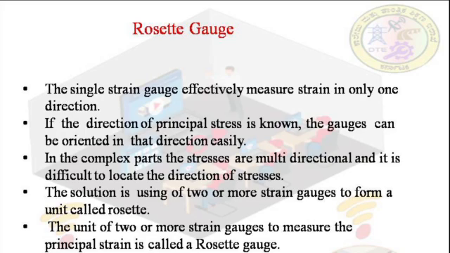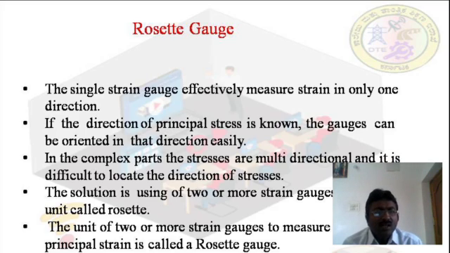The solution for this is using two or more strain gauges to form a unit called rosette. The common meaning of rosette is arranging any part or object more or less resembling a rose flower. The unit of two or more strain gauges to measure the principal strain is called a rosette gauge.